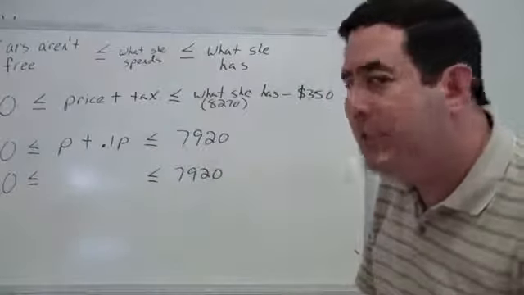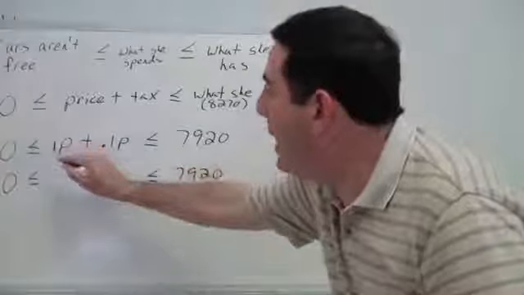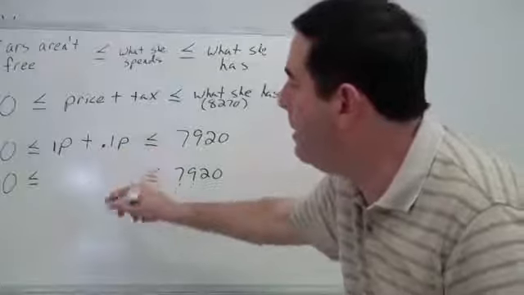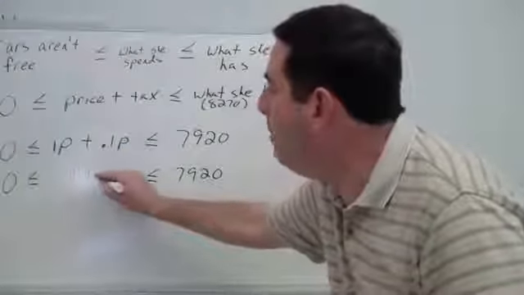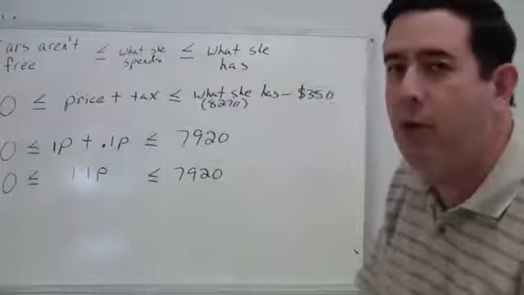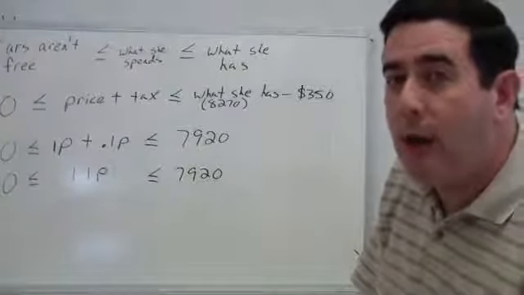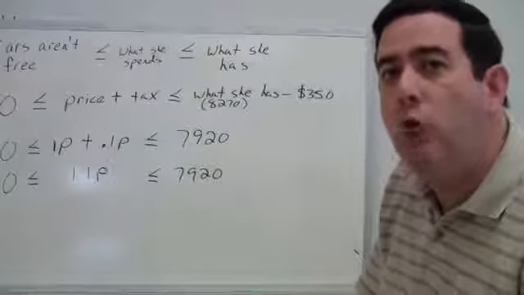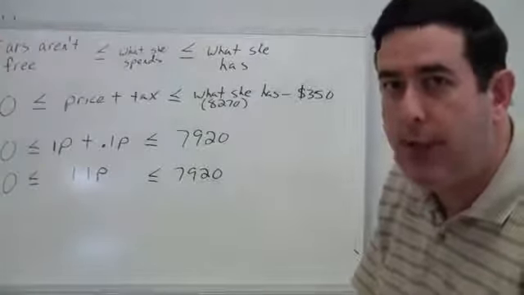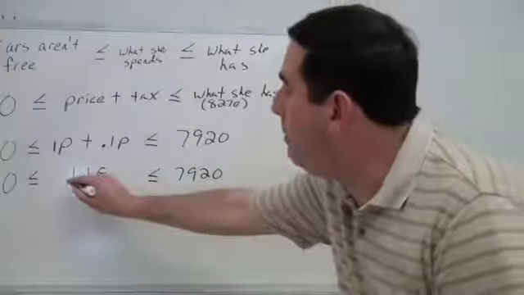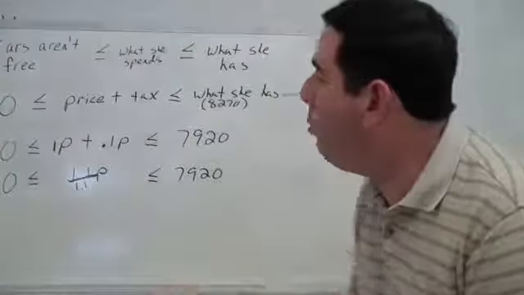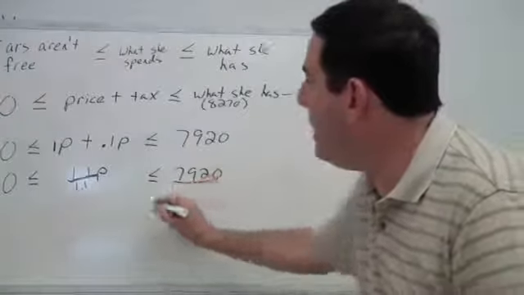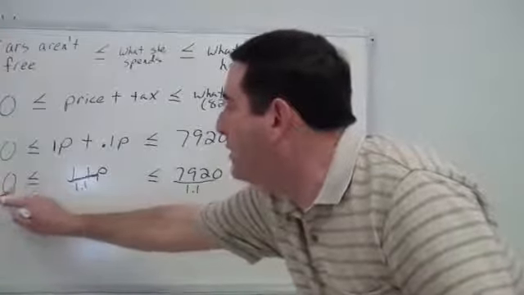Now in that middle section, this was a 1P, so if we take 1P plus 0.1P, we end up with 1.1P in the middle. Now as we solve this inequality, remember that anything you do to one part must be done to all three parts. To isolate the P in the middle, we'll be dividing by 1.1. Since I'm doing that in the middle, I have to do that on each of the wings as well.